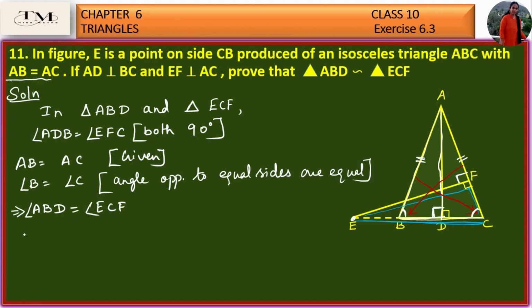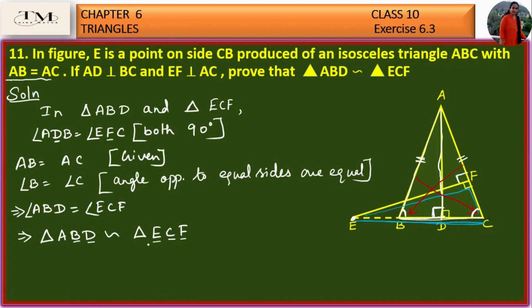So what happens? Then we can say triangle ABD is similar to triangle ECF. So we should write it as ECF because angle B is equal to angle C, and what we proved? Angle D is equal to angle F. So instead of B we should write C, and instead of D we should write F. So the remaining is A. So for A, corresponding angle is E. Okay. So this is the order.